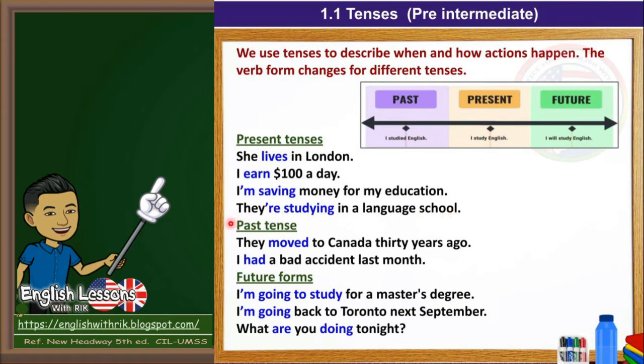Past tense. They moved to Canada 30 years ago. I had a bad accident last month.